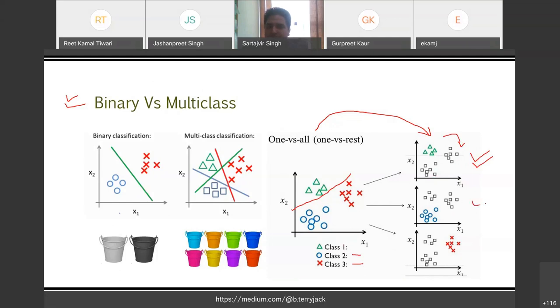And in the second, I am more interested in the circles, in which the circles are separated from the crosses and the triangles. And in the third type of problem, converted from multi-class to binary, I am more interested in the crosses instead of the circles and the triangles. There is one important point regarding this. We can convert multi-class classification into binary class, but the vice versa is not possible. So you have to remember it.